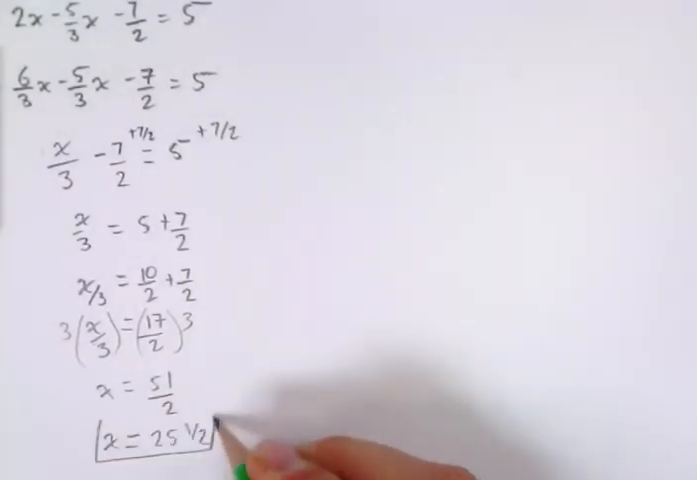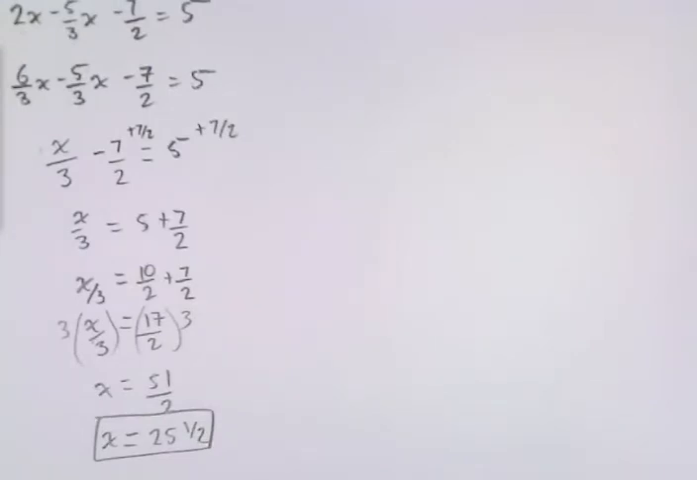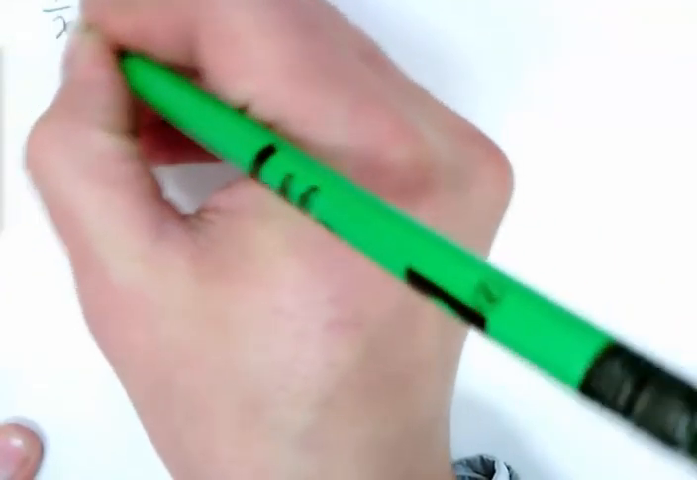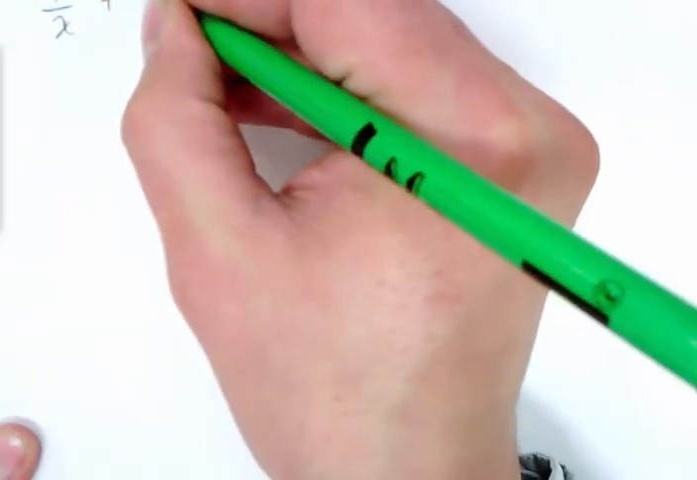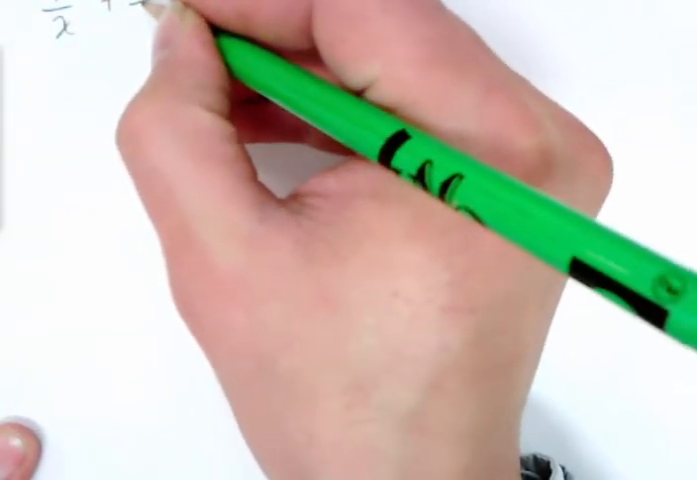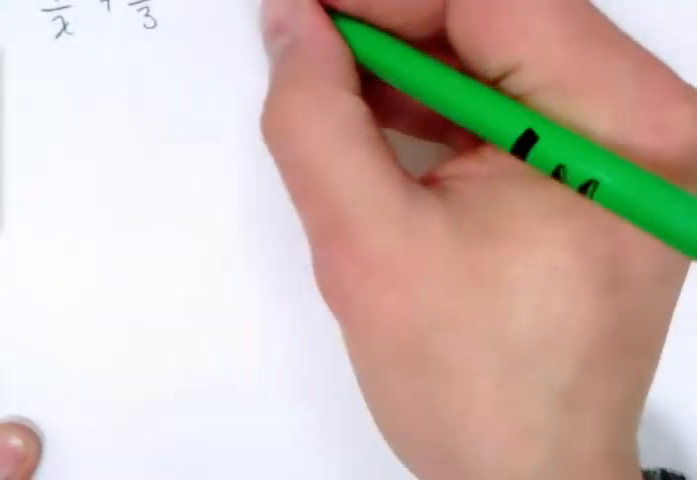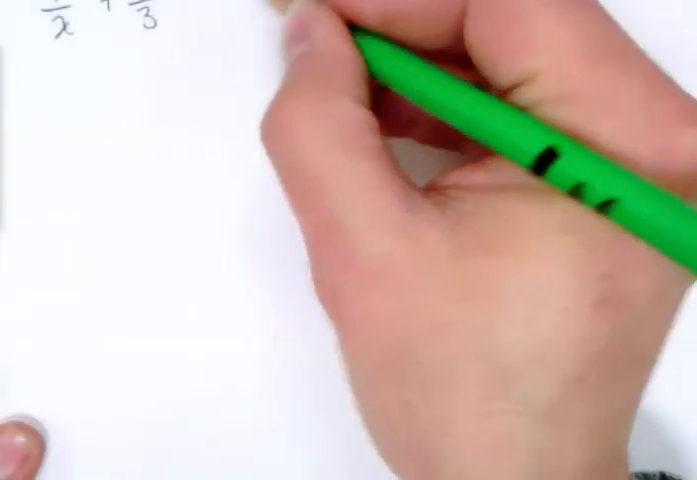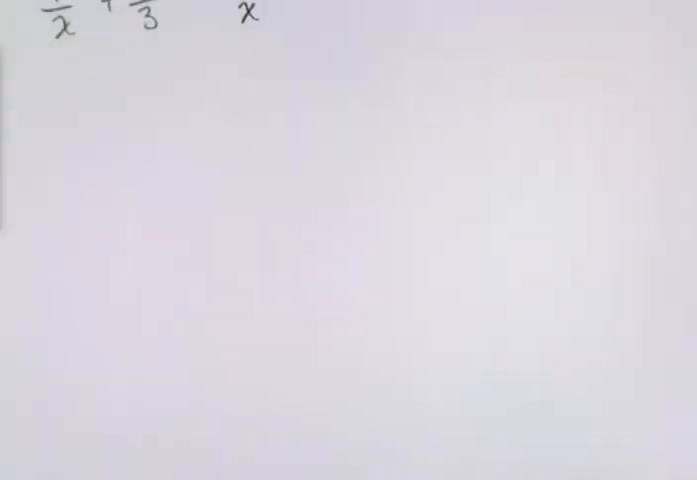So it seems like a lot of work, but if we go through it step by step, it's not that bad. Our last example is not necessarily going to be a linear equation. So let's take a look at my next example. This one's going to be 1 over x plus 2 over 3 is equal to 3 over x. Alright? So let's try and solve this question here.